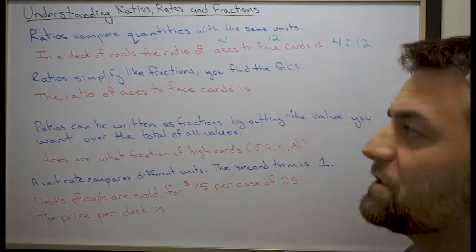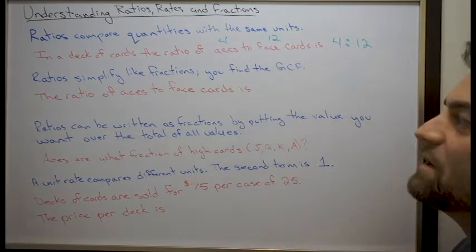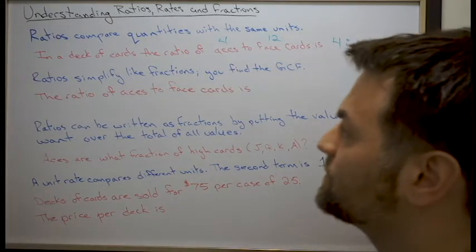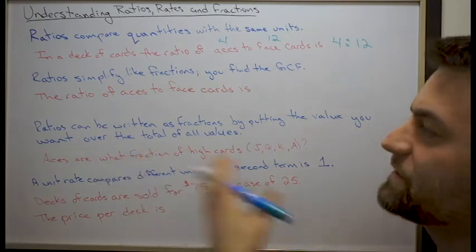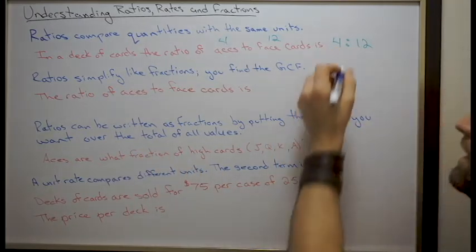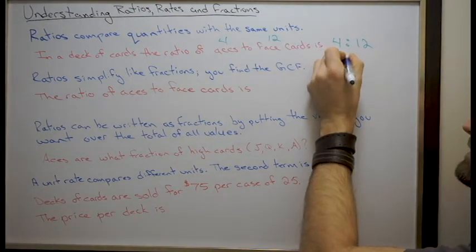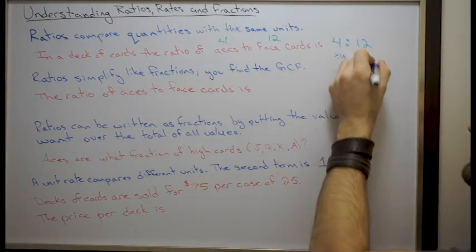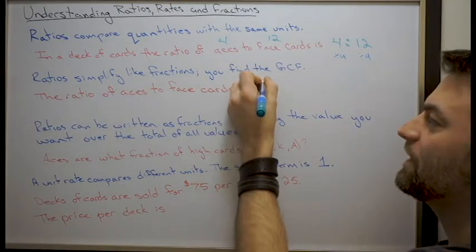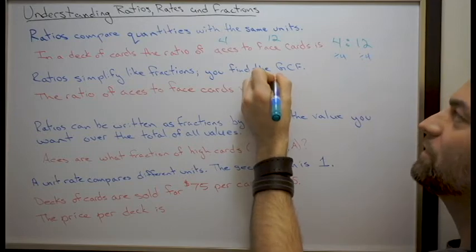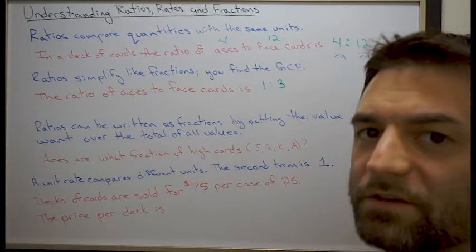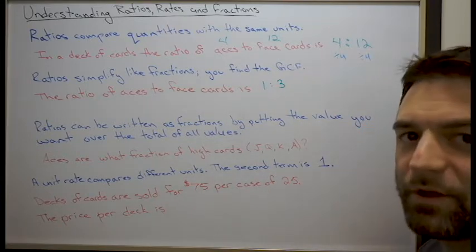Now when you're working with ratios, you can simplify them just like fractions by finding the greatest common factor and dividing that out. So in the case of 4 to 12 here, aces to face cards, well, both of those numbers have a divisor of 4. 4 can be divided by 4, and 12 can be divided by 4. When we divide both numbers by 4, 4 divided by 4 is 1, and 12 divided by 4 is 3. So the ratio of aces to face cards is 1 to 3.